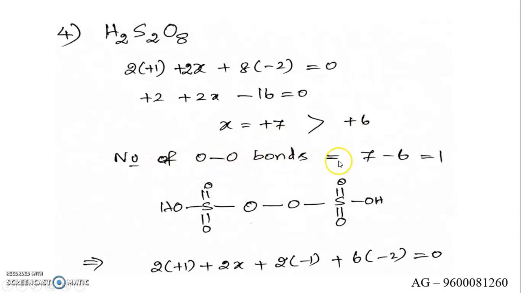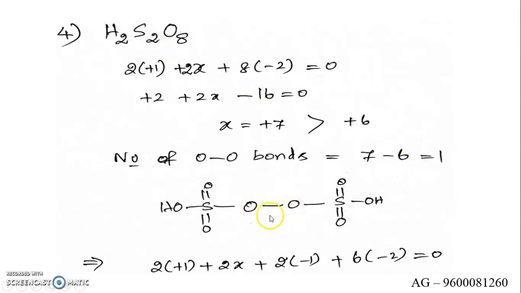Number of peroxide bonds equal to, now listen, in this molecule you have two central atoms. Whenever two central atoms are present, you can calculate the number of peroxide bonds using this formula: calculated oxidation state minus the actual. So 7 minus 6 is 1. So we have one peroxide bond in this compound. So what is the correct structure? The correct structure is here.